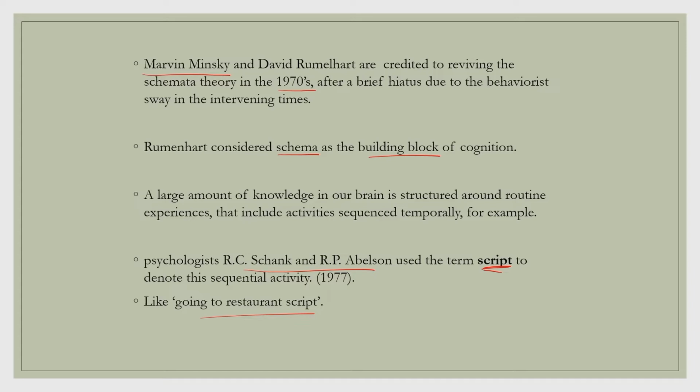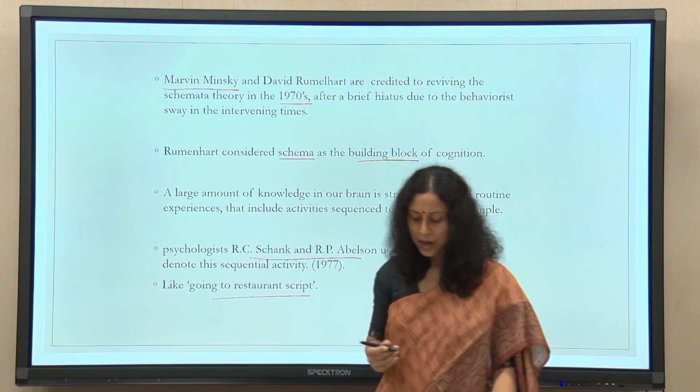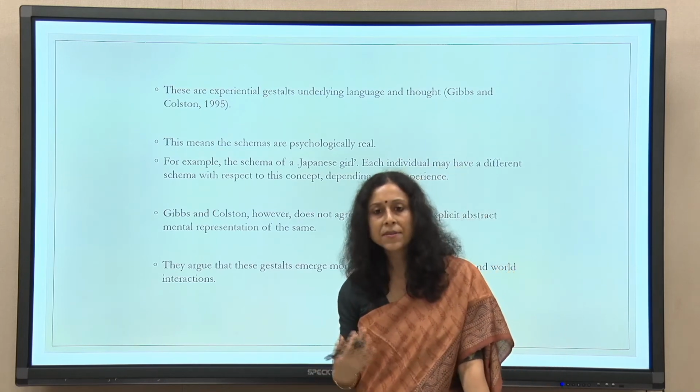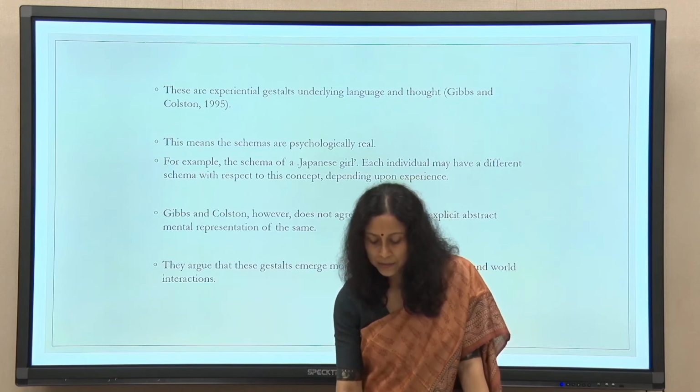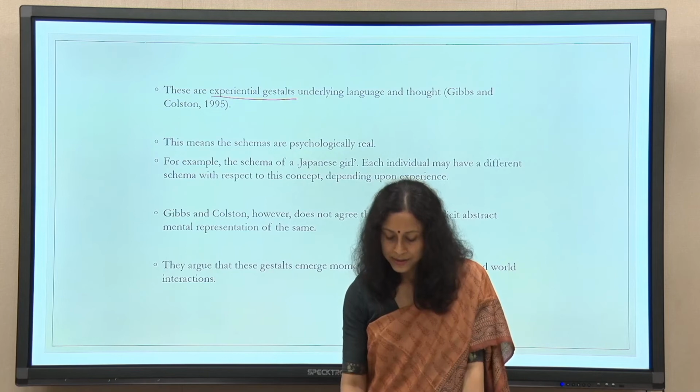So, largely they remain the same whichever restaurant you go to, these things remain the same. So, this is the script that Abelson and others talk about. Later on Gibbs and Colston also talk about the same thing. They call it experiential gestalt. So, overall the entire experiential understanding of a particular event is the schema, which underlies thought and language. So, we cognize an event because we understand it as a sequence of repetitive events.